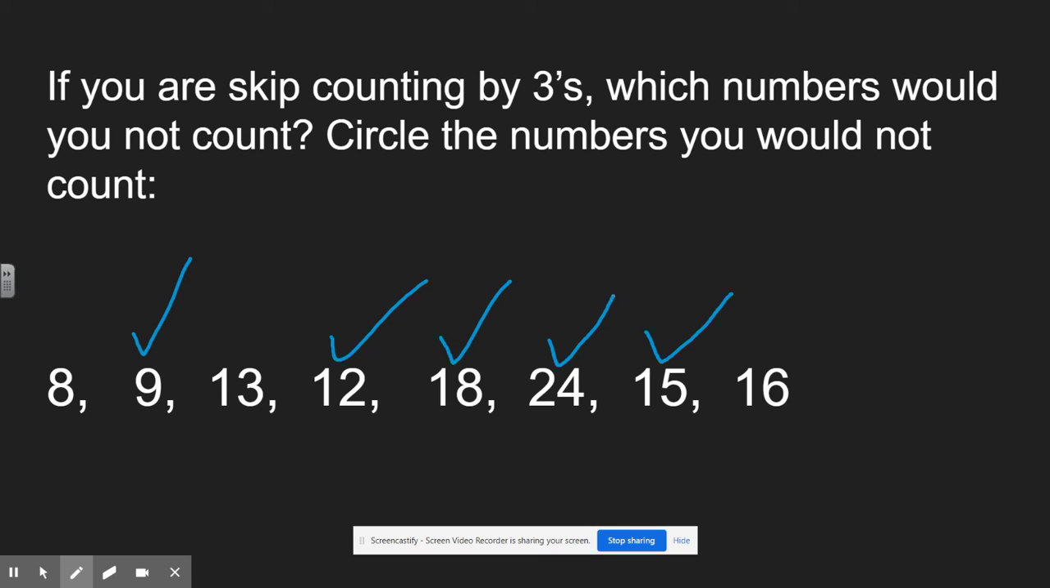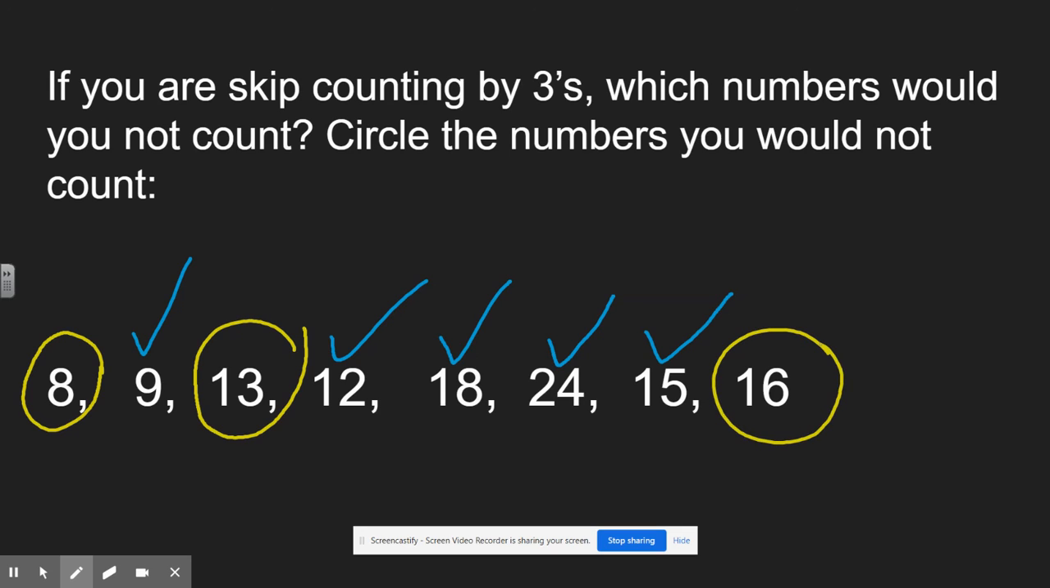And now I'm going to look back at what numbers I did not count. Those numbers get circled. 8 is not a multiple of 3. 13 is not a multiple of 3. And 16 is not a multiple of 3.